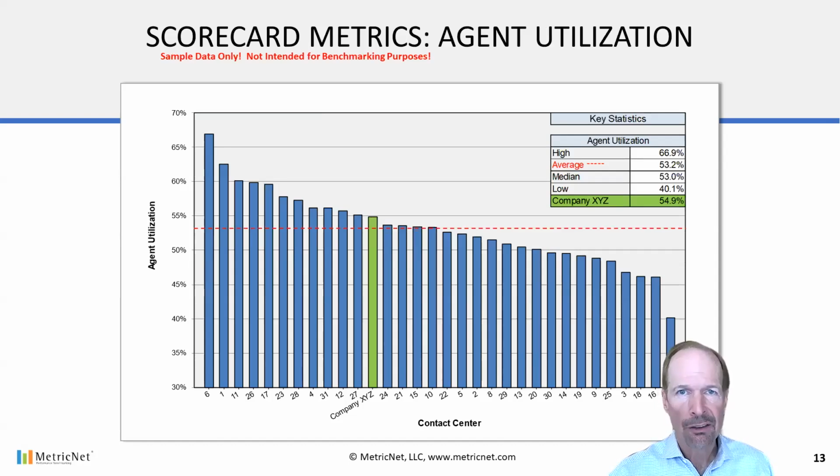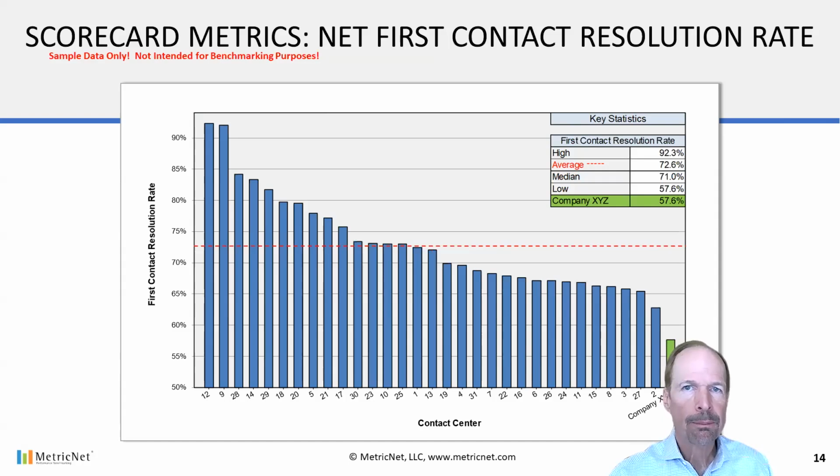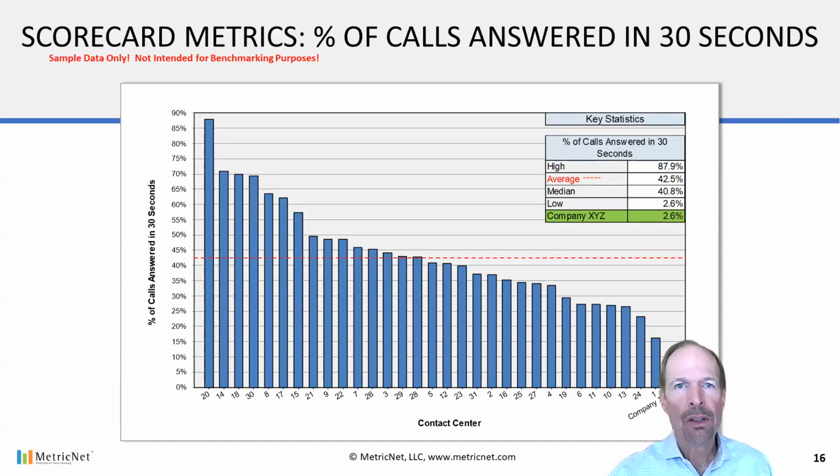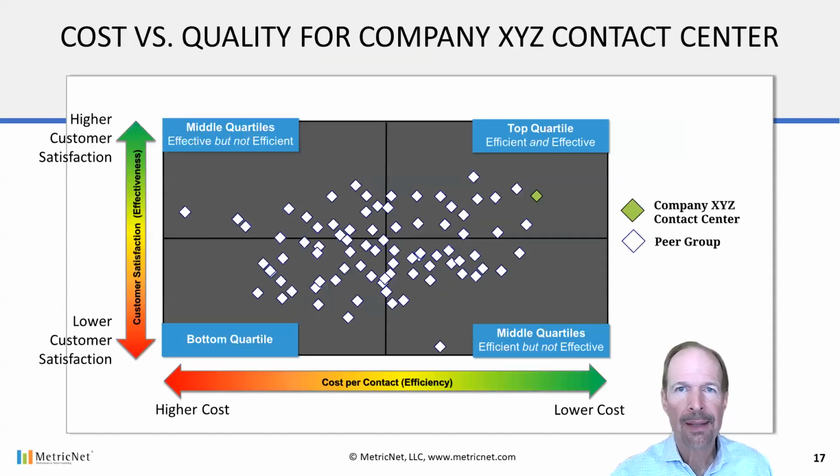Likewise, for agent utilization, Contact Center XYZ is above average on this metric, which means that their agents are relatively efficient. For first contact resolution rate, Contact Center XYZ had the lowest value in the benchmark. They had the highest agent job satisfaction in the benchmark, and they had the lowest percentage of calls answered in 30 seconds because their average speed of answer was so long, at 176 seconds.